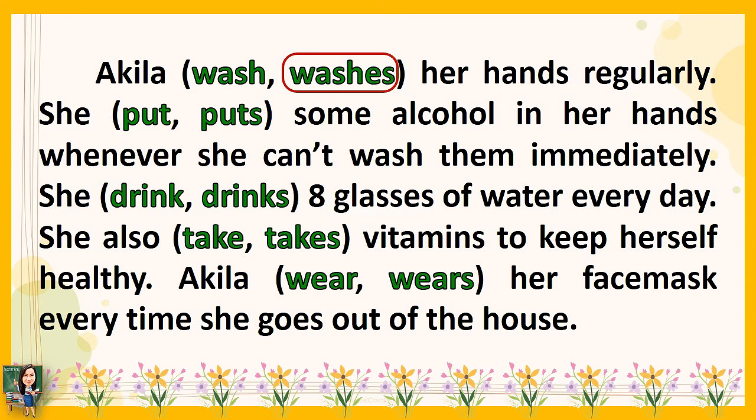So let's read the next sentence of this paragraph. She puts some alcohol in her hands whenever she cannot wash them immediately. What is the correct present tense for this sentence? Is it put or puts? Because the subject is singular, which is she, add s to the verb. So the correct verb is puts. She puts some alcohol in her hands whenever she cannot wash them immediately.